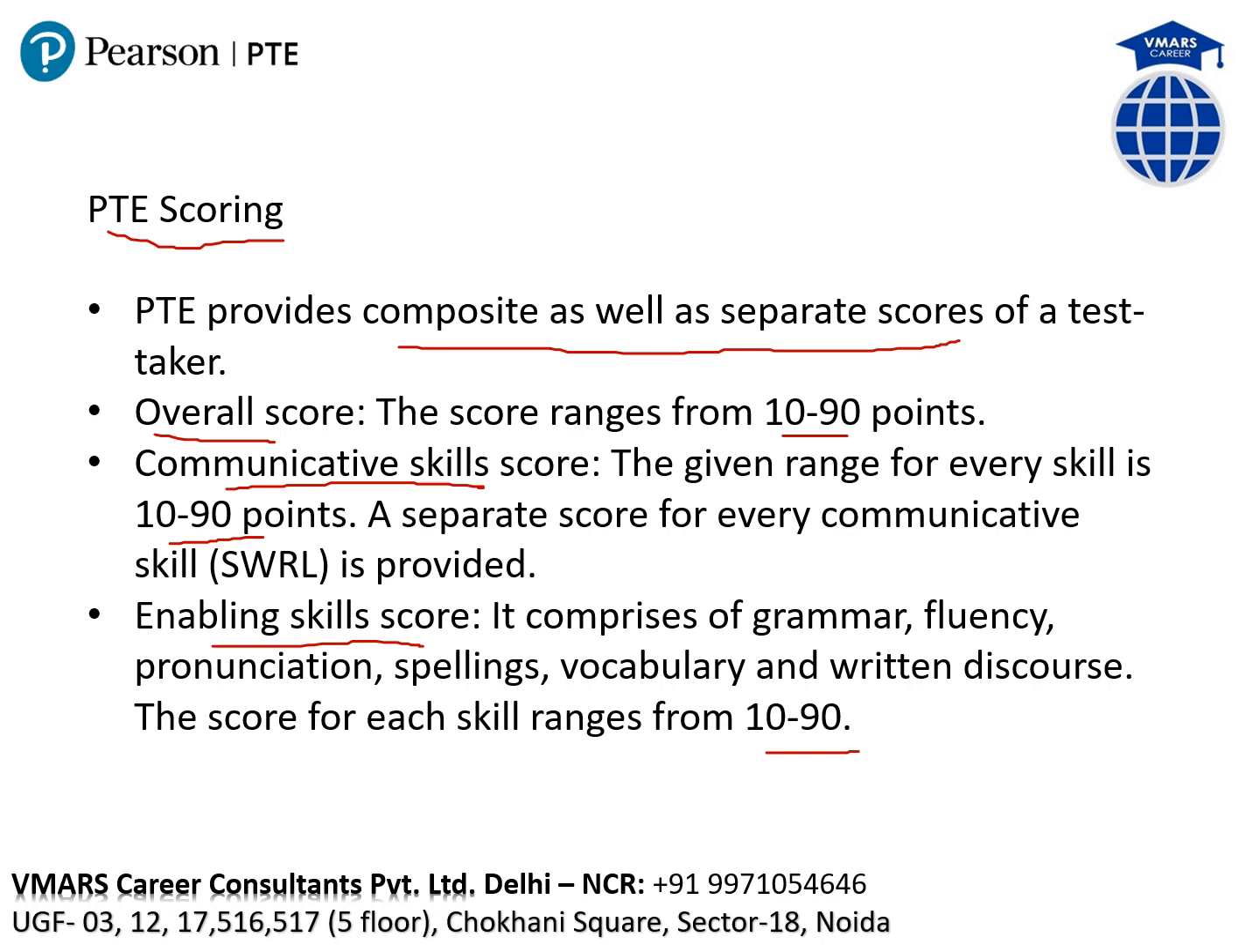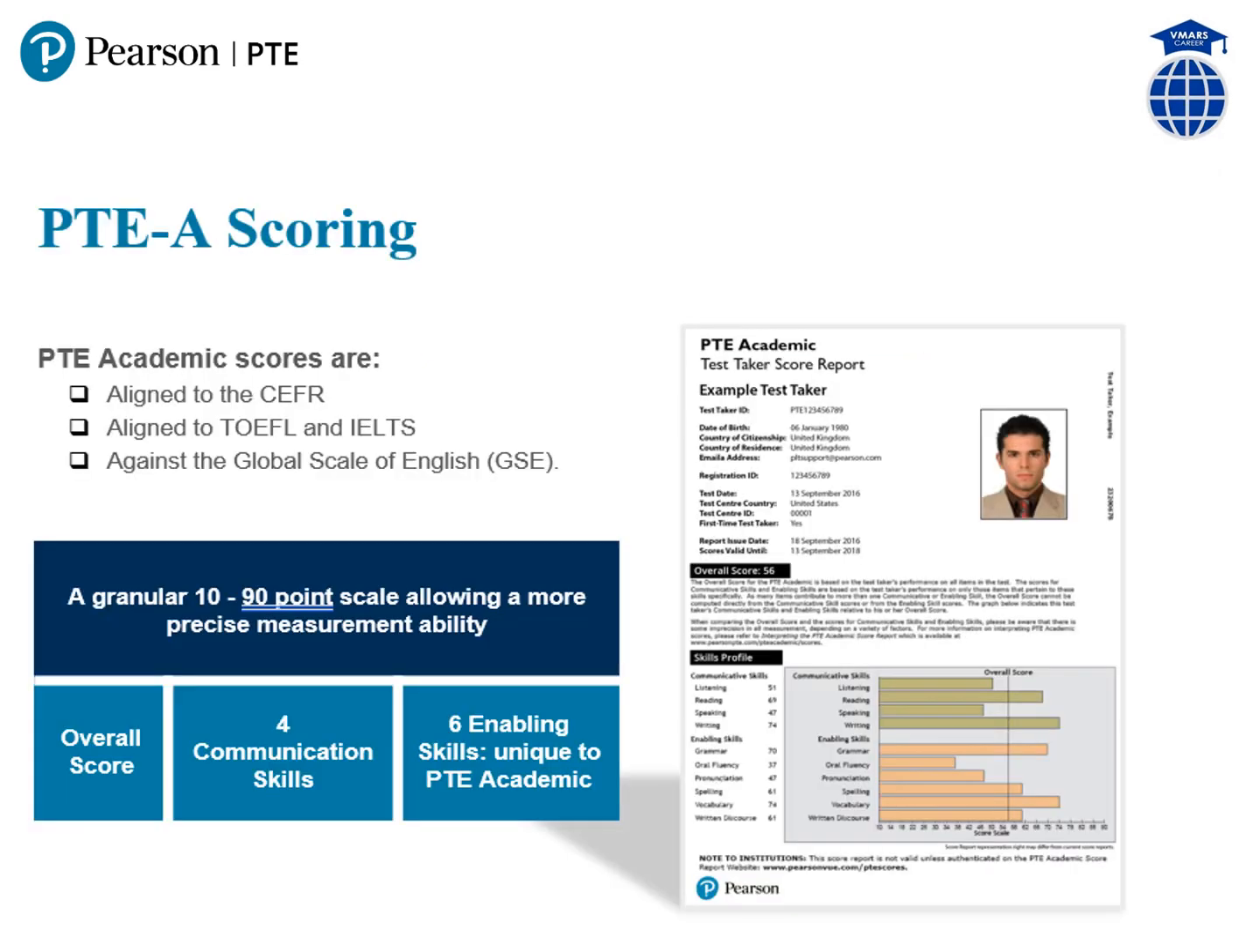So let's understand the scoring in much more detail. If you look over here, these are the communicative skills which have the separate scores. Then these are your enabling skills, and the enabling skills again have each an individual score. And this particular line, if you look at this line, tells your overall score. PTE Academic scores are very much aligned to your CEFR level, and they're aligned to TOEFL and IELTS. They're also aligned against the Global Scale of English.